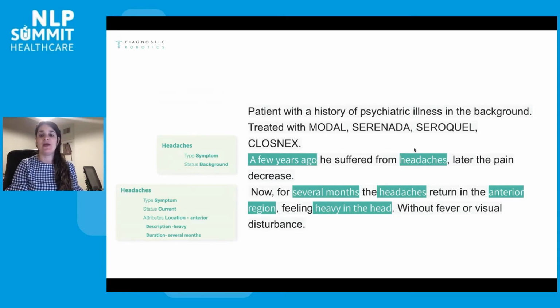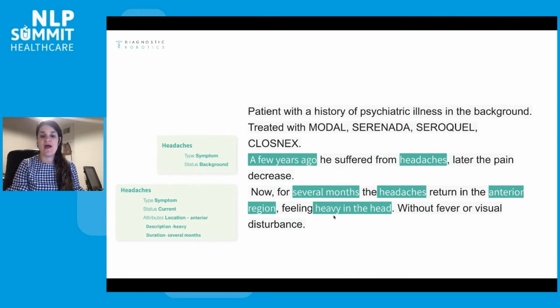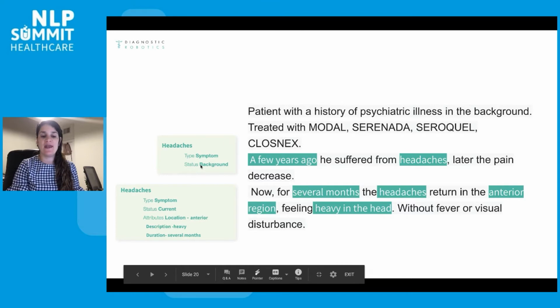But apart from finding the symptoms themselves, we want to find the attributes that describe each symptom. In this example, we can see that we have the location of the headache, which is anterior. We have the sensation of the headache, which is heavy. And we have the duration of the headache, which is several months. All of these attributes describe the headache, and we want to include these descriptions in our model.